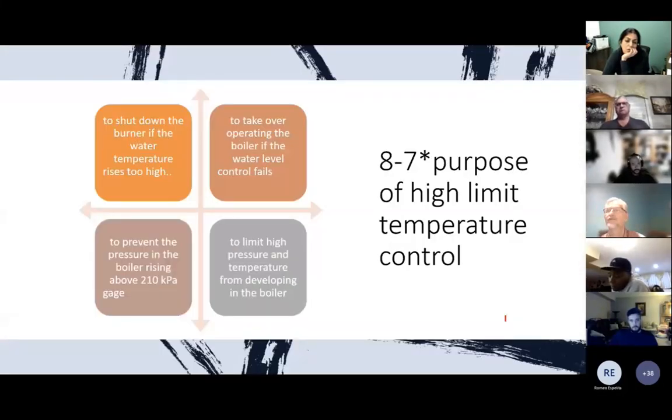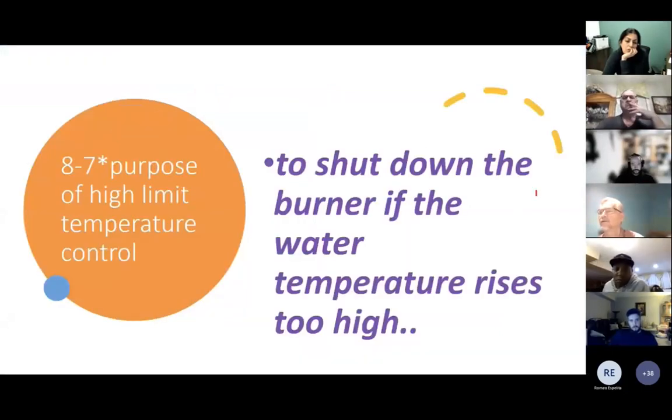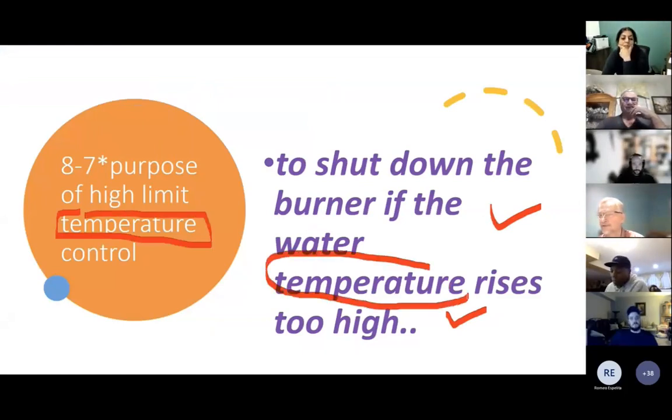Purpose of a high limit temperature control. Shut down the burner. Yeah, this one here, shut down the burner if the temperature rises too high. So keyword temperature. High limit temperature control: if the temperature is too high, it's going to shut down.